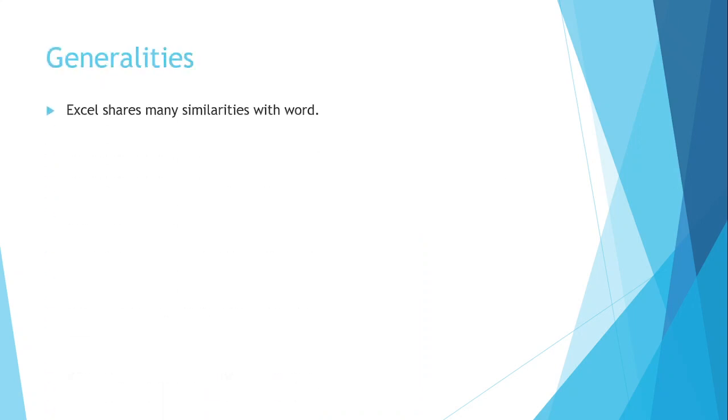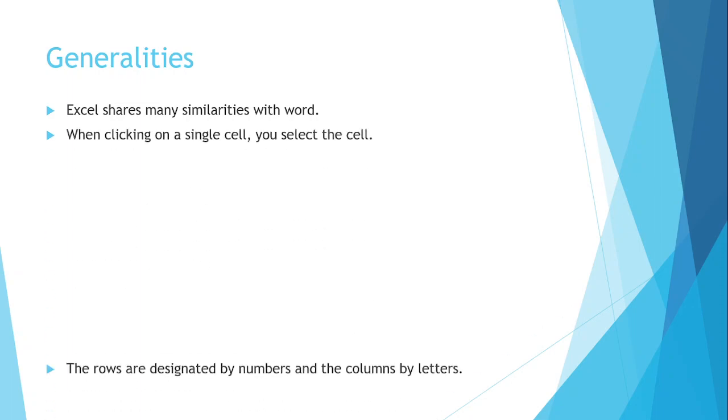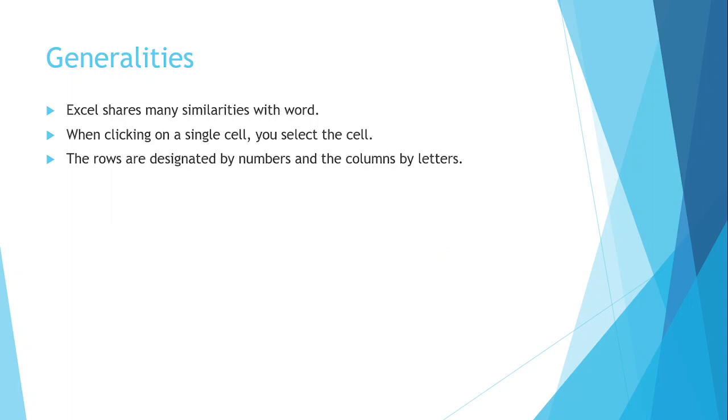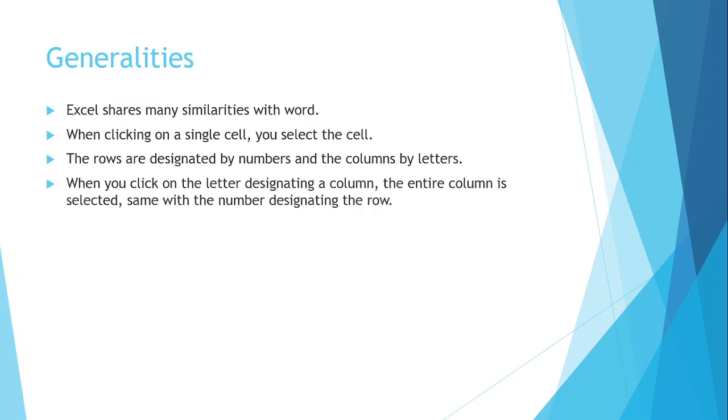Now, let's start with some general stuff. Excel shares many similarities with Microsoft Word. When clicking on a single cell, you select the cell. The rows are designated by numbers and the columns by letters. When you click on the letter designating a column, the entire column is selected. Same with the number designating the row.